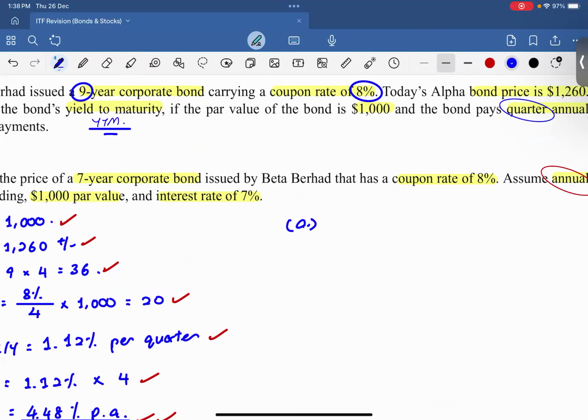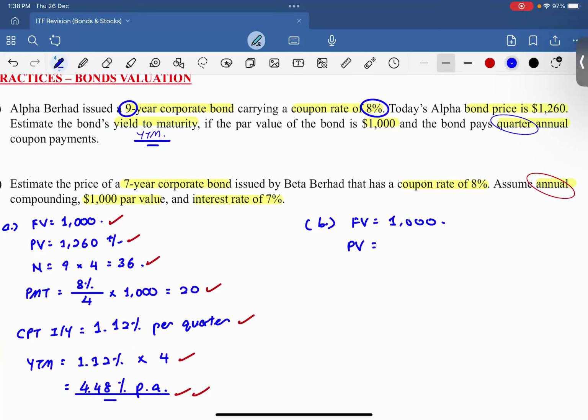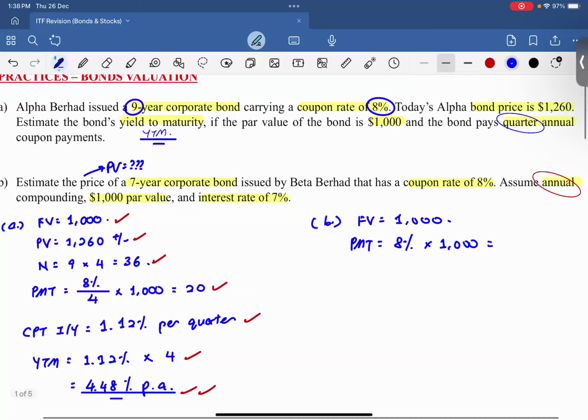For bond questions, we always start with FV equals 1000, and then present value. This one is to calculate the estimated price, which means to calculate present value. So we don't have present value here. We have the coupon payment, 8%. This one I don't have to make any adjustment. 8% of 1,000. So how much would it be? 8% of 1,000 is 80.